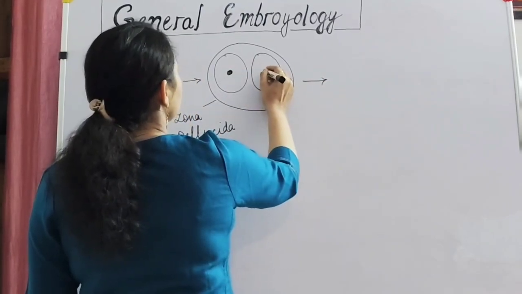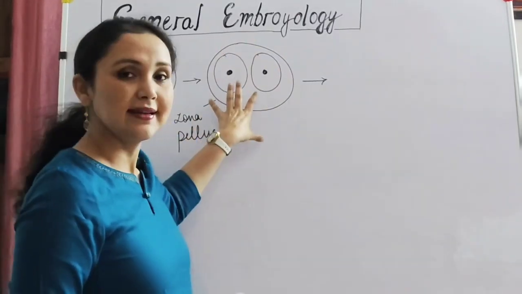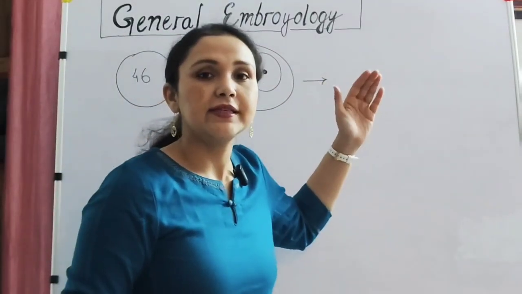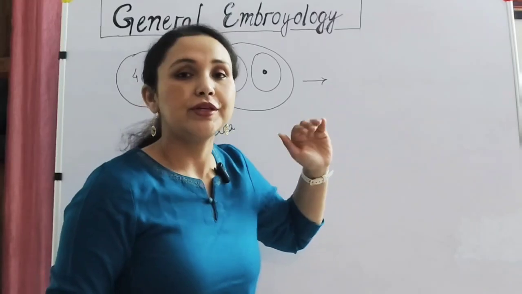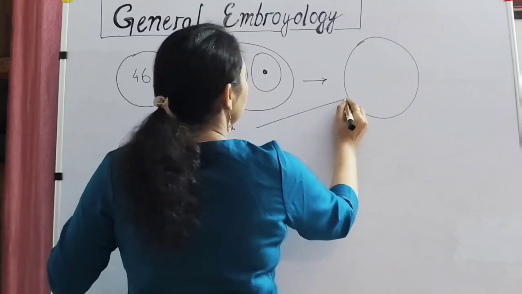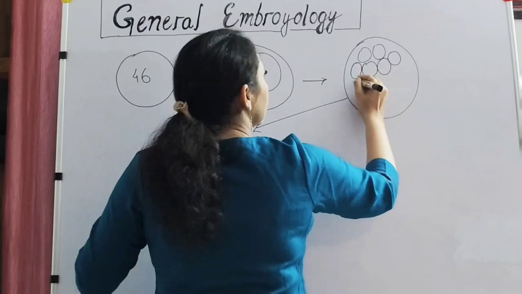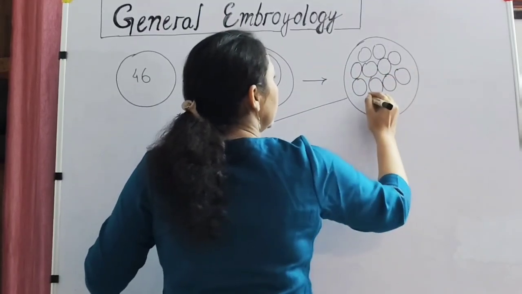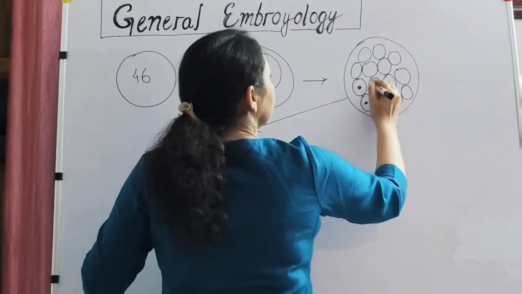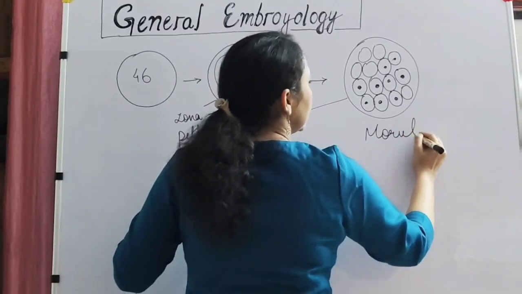Cells with the nucleus, right? Now this one cell will further divide to form a 3-cell stage, then a 4-cell stage, 5-cell stage, and ultimately we have a 16 to 32 cell stage, which is known as the morula. So this is a zona pellucida again, and within it there is a mulberry-like appearing structure containing 16 to 32 cells, all with a nucleus. So this structure is given the name morula.